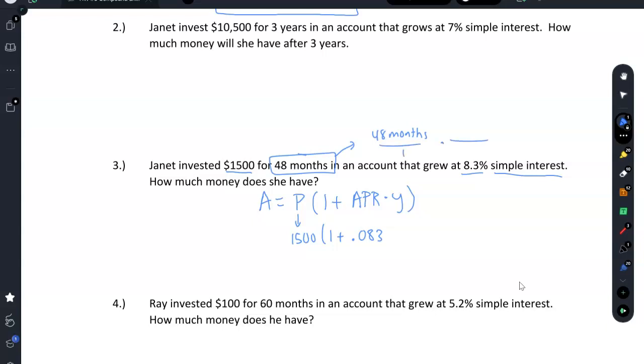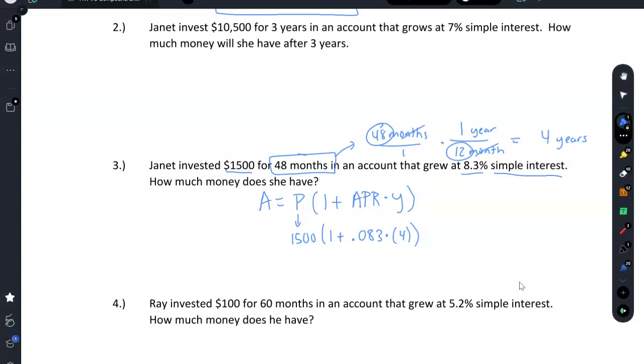Over 1, there are 12 months in 1 year. So that cancels. I have 48 divided by 12, which gives me 4 years. Now you probably could have done that without using dimensional analysis, but I just went ahead and used it.